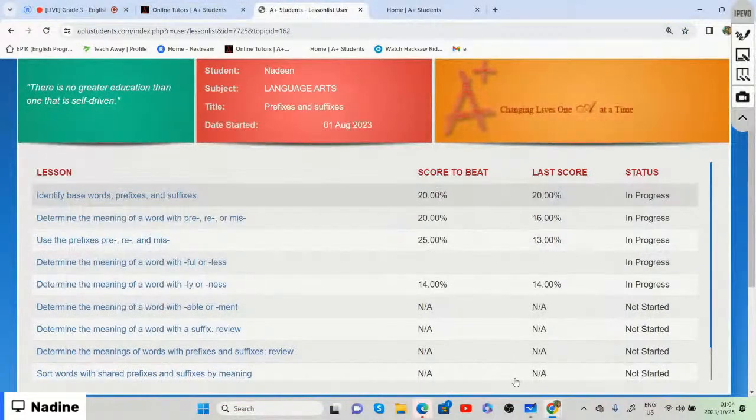And as you can see, there's quite a lot of lessons under the chapter of prefixes and suffixes. And in our previous lesson, we already did 3 of the lessons. So today we will do 2 more lessons on prefixes and suffixes.